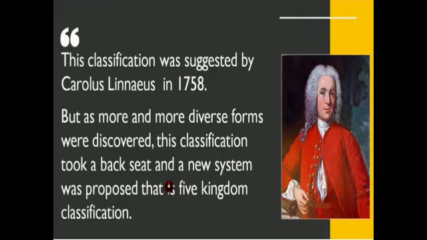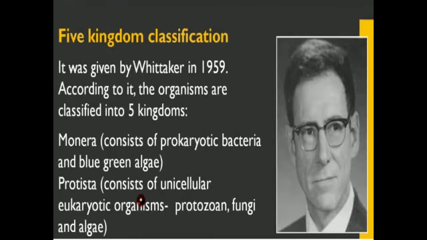But as more and more diverse forms were discovered, this classification took a back seat and a new system was proposed, that is, the five kingdom classification. If we just classify into plant kingdom and animal kingdom, there are a number of plant species. How can we identify which plant species are there? So they should also be classified. That's why the new system came.